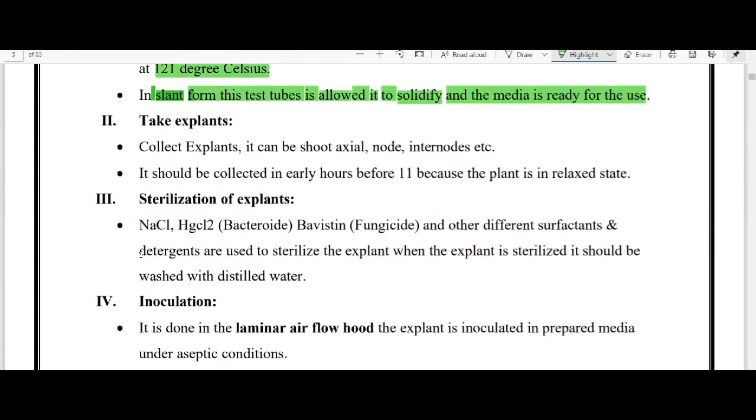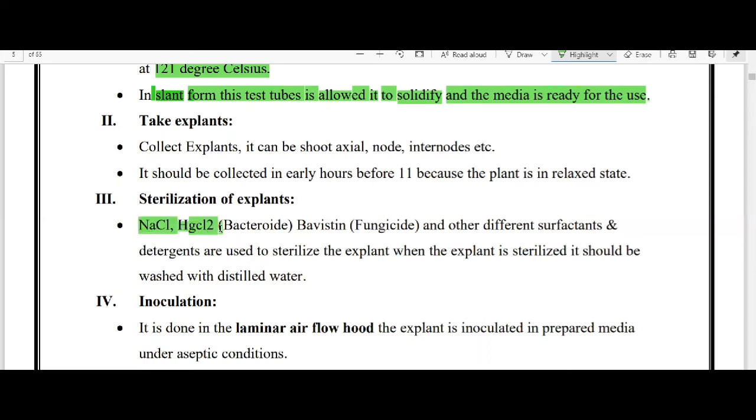Now second is taking the explant. So we have to first collect the explant. It can be either shoot, axil, node, or an internode. Any part of the plant which is cultured is called an explant. Then after selecting the explant, it is washed, and then it is sterilized.